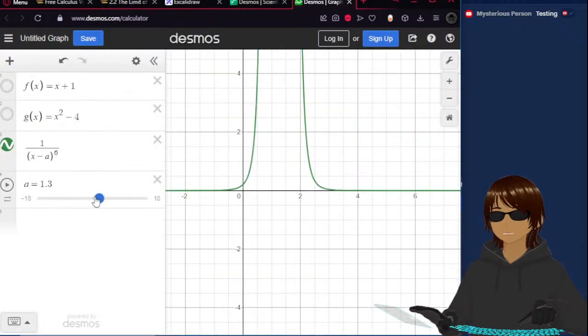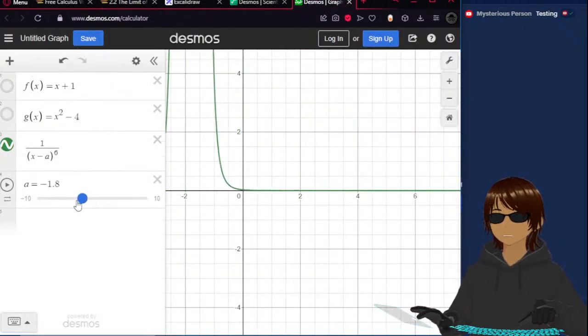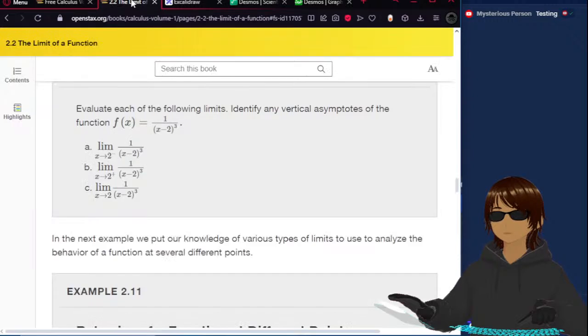So x minus 2, the vertical asymptote will be at x is minus 2. For all of them, it will be the same asymptote.